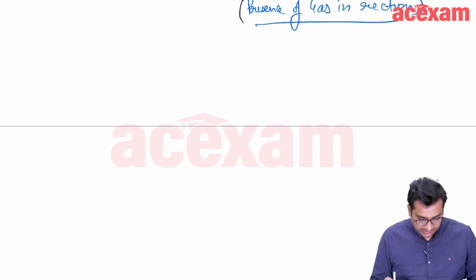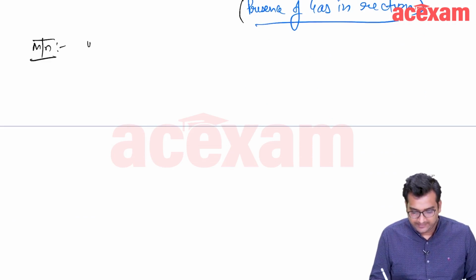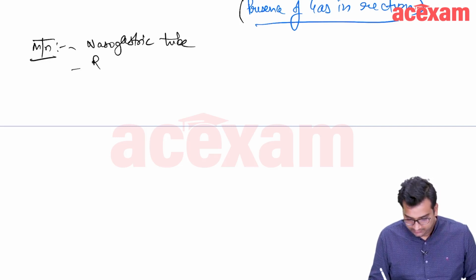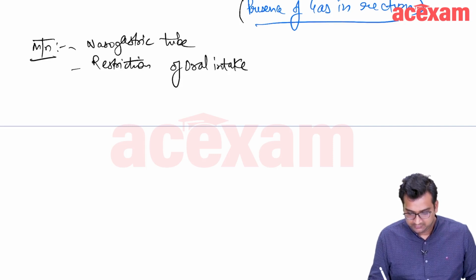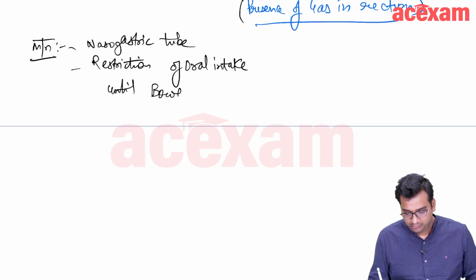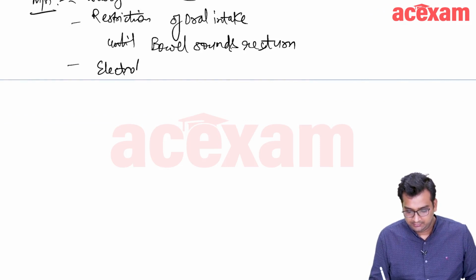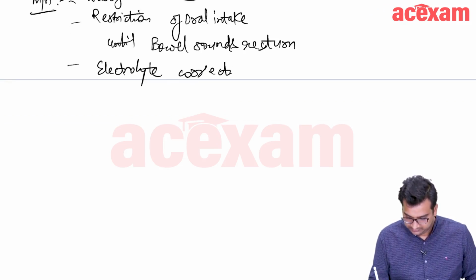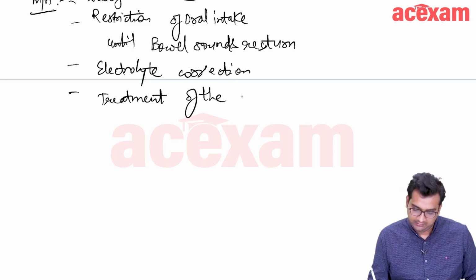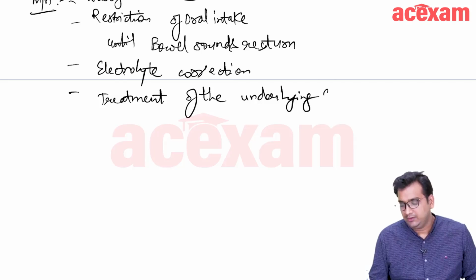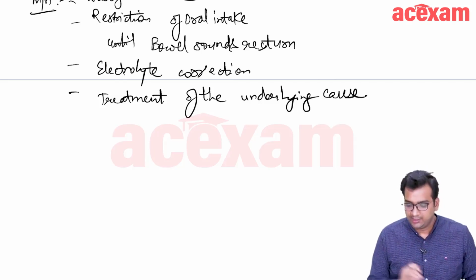Okay, and the management in this case is nasogastric tube placement, then restriction of oral intake until bowel sounds return, and electrolyte correction or treatment of the underlying cause. Okay, so that is about paralytic ileus.